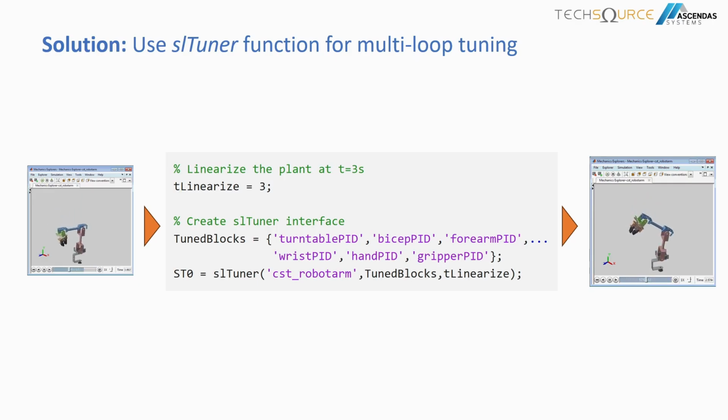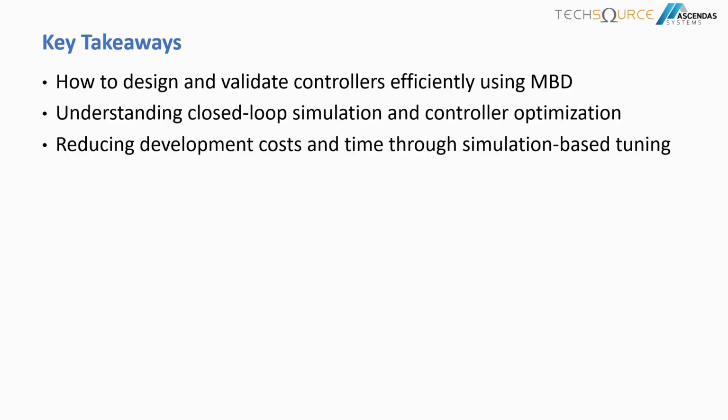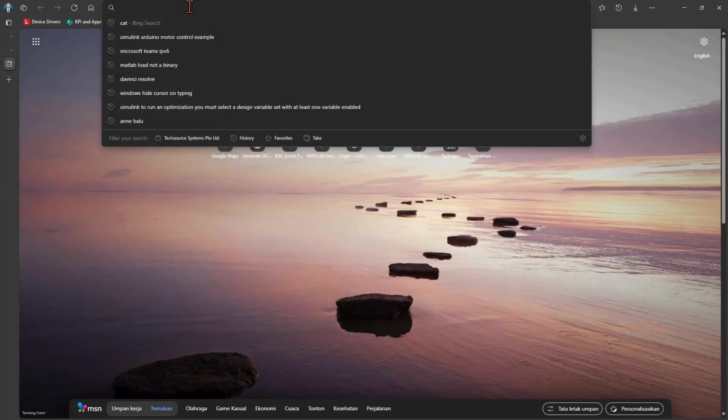All right. So from here, we have several takeaways on how to design and validate effectively using MBD. You have an idea on simulating a closed loop and optimizing your controller, thus reducing the development cost and time through simulation-based tuning. Also, as additional information for you who are just starting to use Simulink for control systems, I will tell you a bit of information for that.